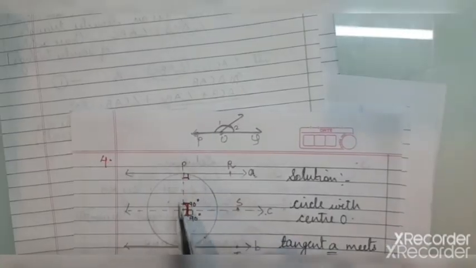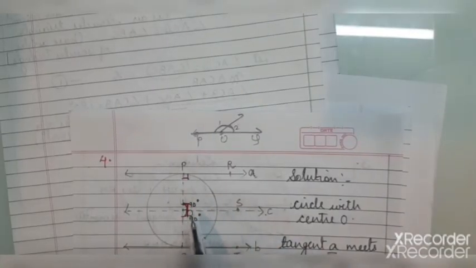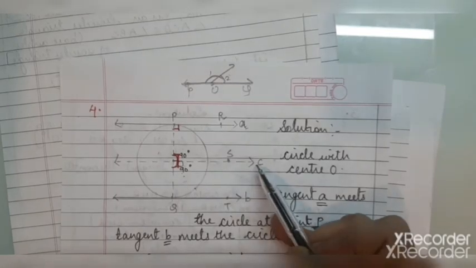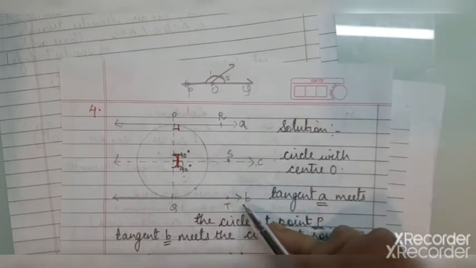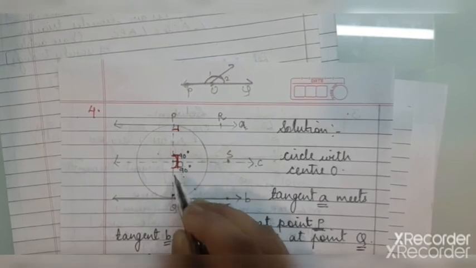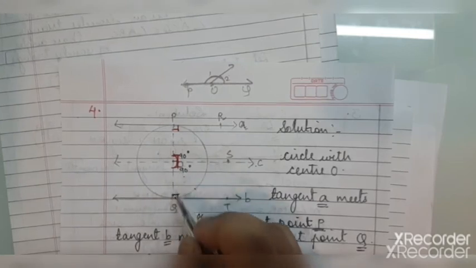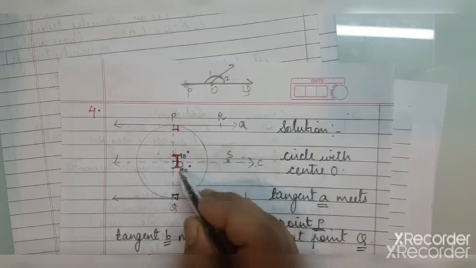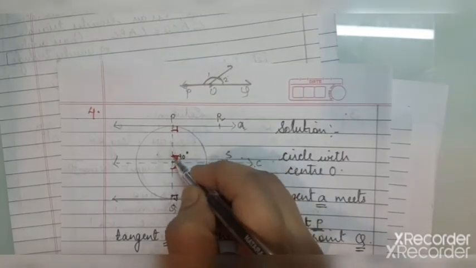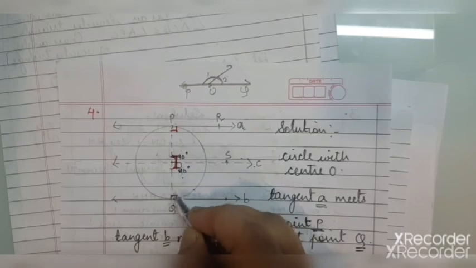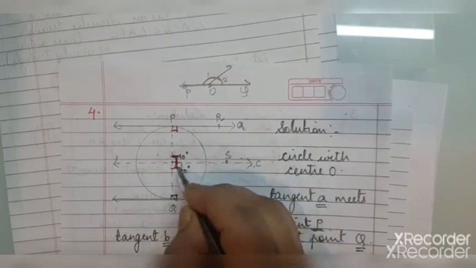Now once we prove that POS is 90 degrees, we can also prove that QOS is 90 degrees by the same method, that tangent C is parallel to tangent B. Therefore this particular angle is 90. Then if this is 90, they form the interior angles, and therefore QOS is 90 degrees. So how we proved here POS as 90, similar way we can prove that QOS is also 90.